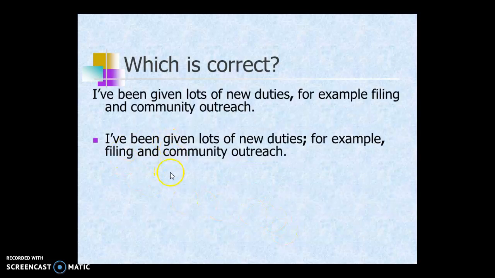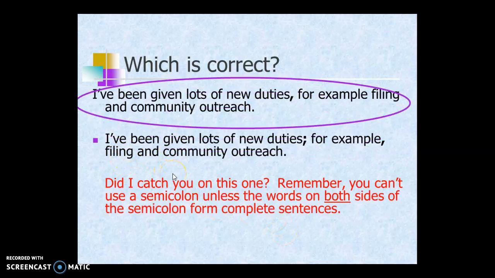Which one is correct? This one is the same, sorry. I've been given lots of new duties, for example, filing and community outreach. Here you have an example of using, for example, to list 2 noun phrases, filing and community outreach. So here, this one is incorrect. Why? Because you have a comma just before, for example, but you have no comma here. It is still incorrect. It is a punctuation mistake. And it continues, it is not a comma splice, but it is a punctuation error.